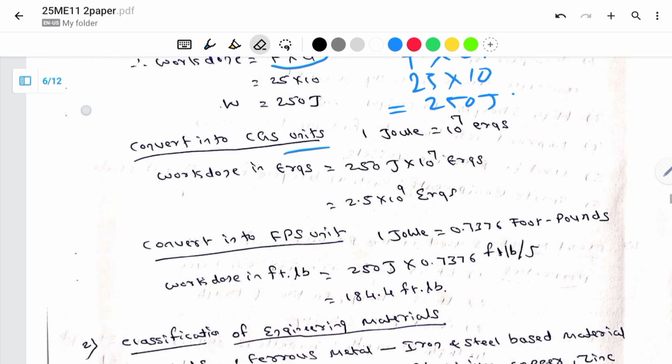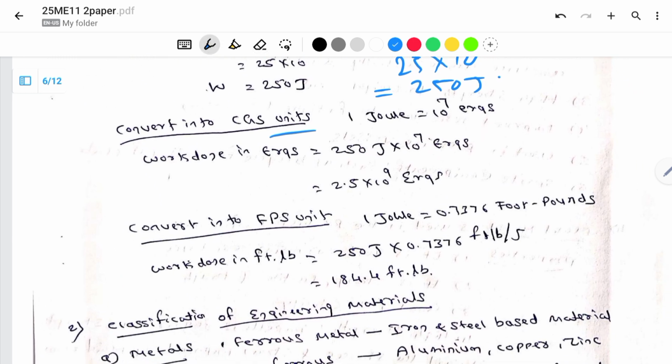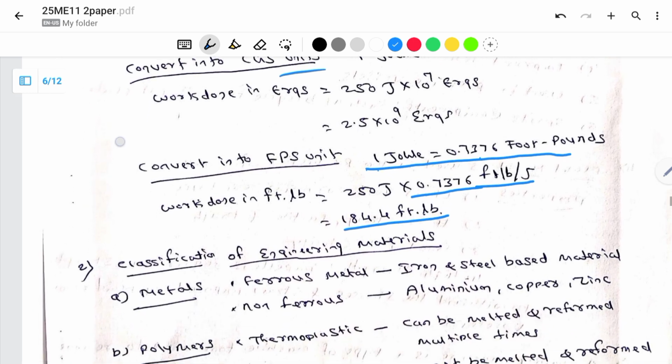And then next, in terms of the FPS unit, 1 joule is equal to 0.0736 foot pounds. So you have to multiply this with 0.0736. So it will be 184.4 foot pounds.